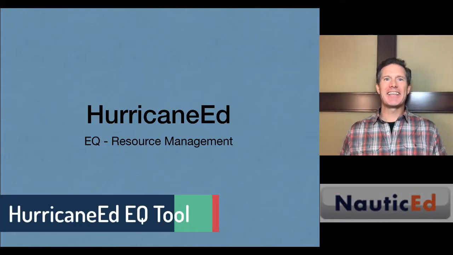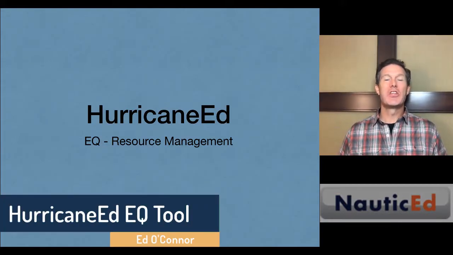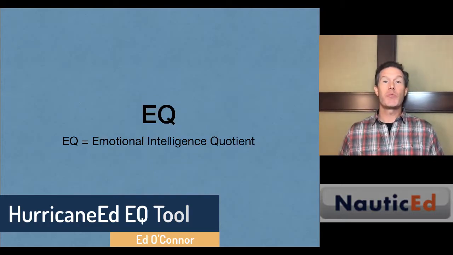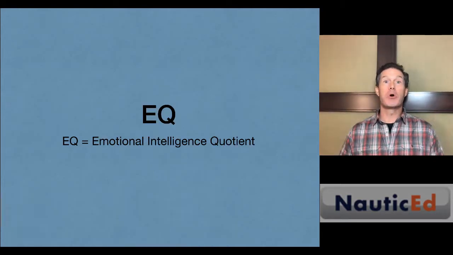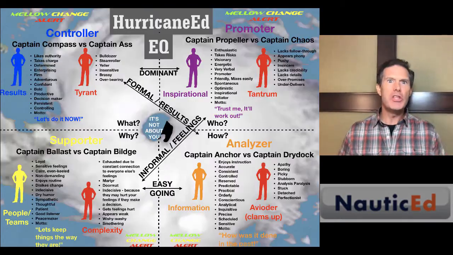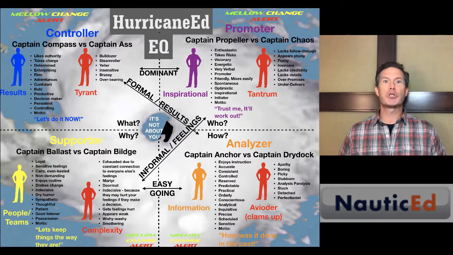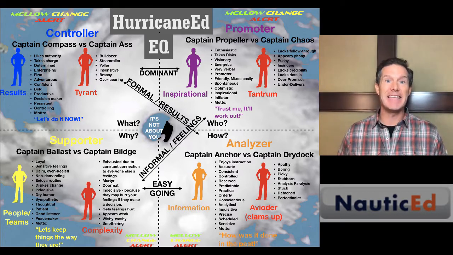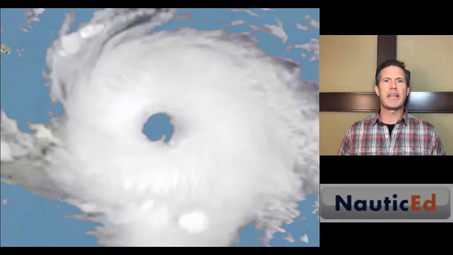Welcome back. This is the final lesson. This is where we're going to go into the HurricaneEd EQ tool. Remember, EQ is the emotional intelligence quotient. This is going to be us dealing with our crew factors, when one of our crew members shows up and is having a bad day. So, we take everything away, we're going to build it back up and explain it to you.